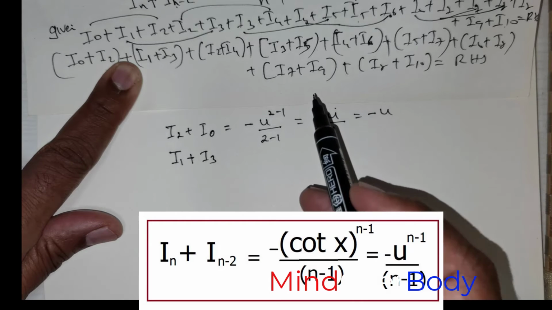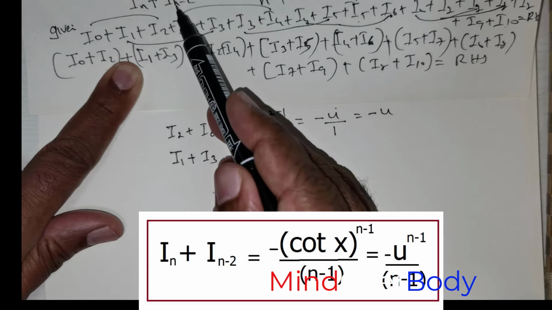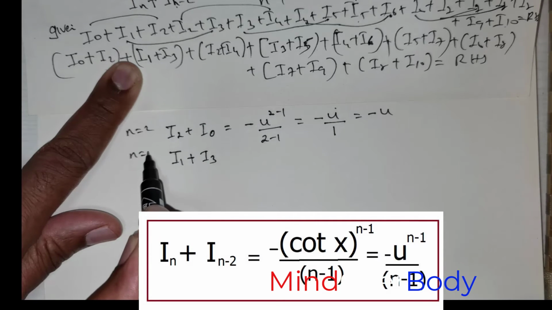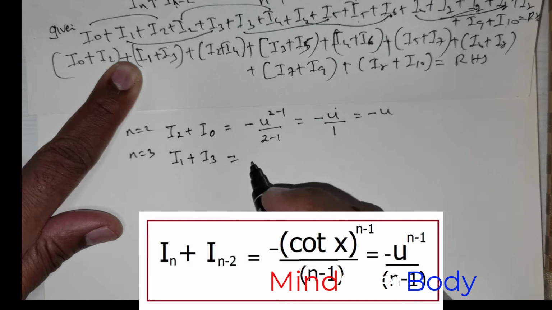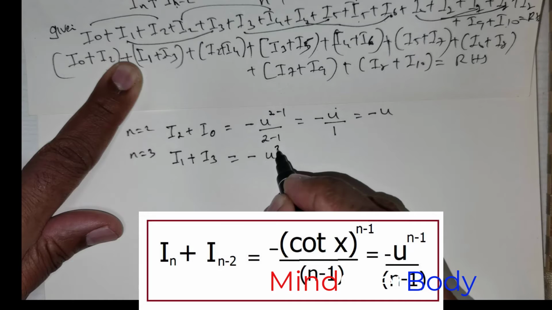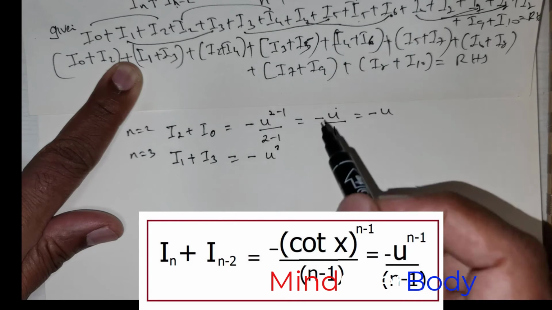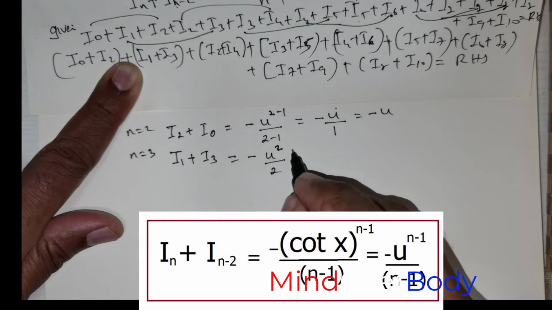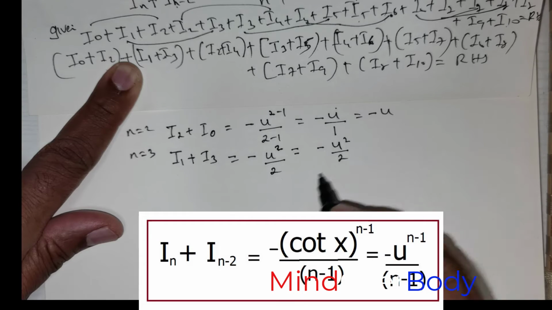So when would that be possible? To get I1, I would have to take n is equal to 3. So this is n is equal to 2. This is n is equal to 3. If I were to take n is equal to 3, this is going to be negative u raised to 3 minus 1, right? So that's going to be u squared divided by 3 minus 1, which is 2, which is equal to negative u squared over 2.